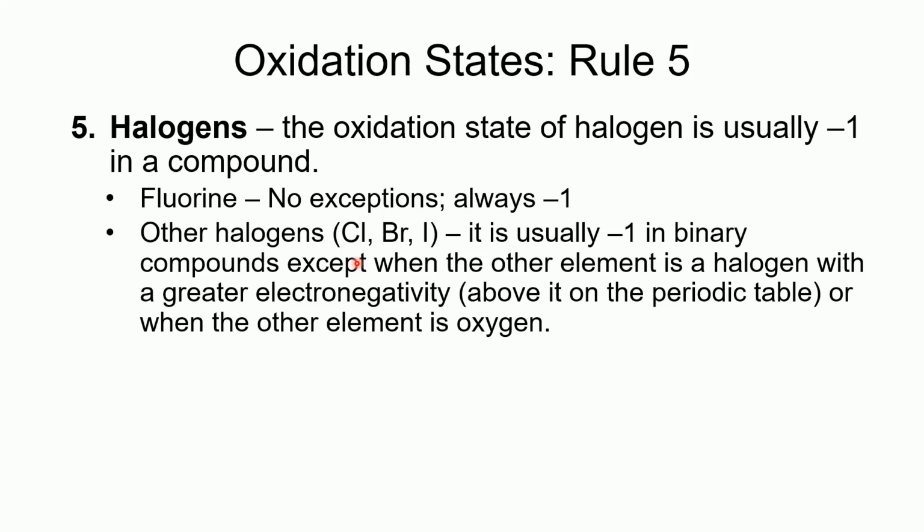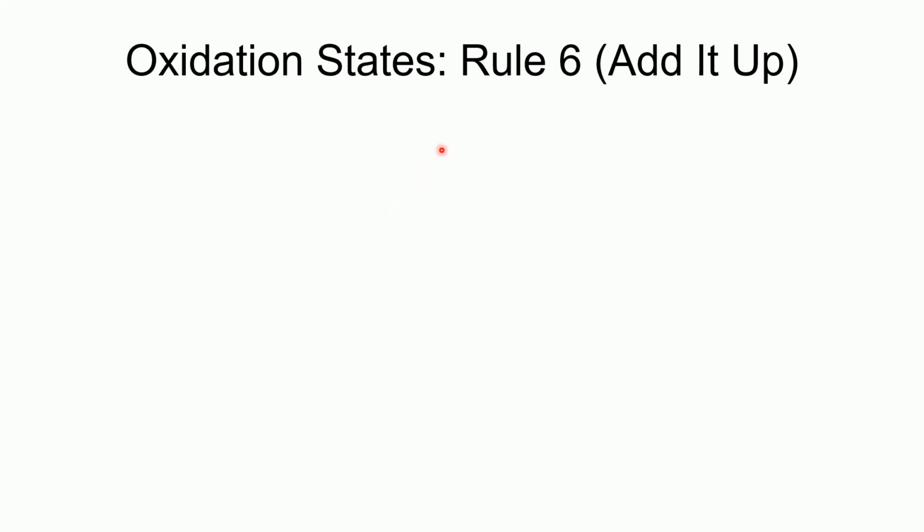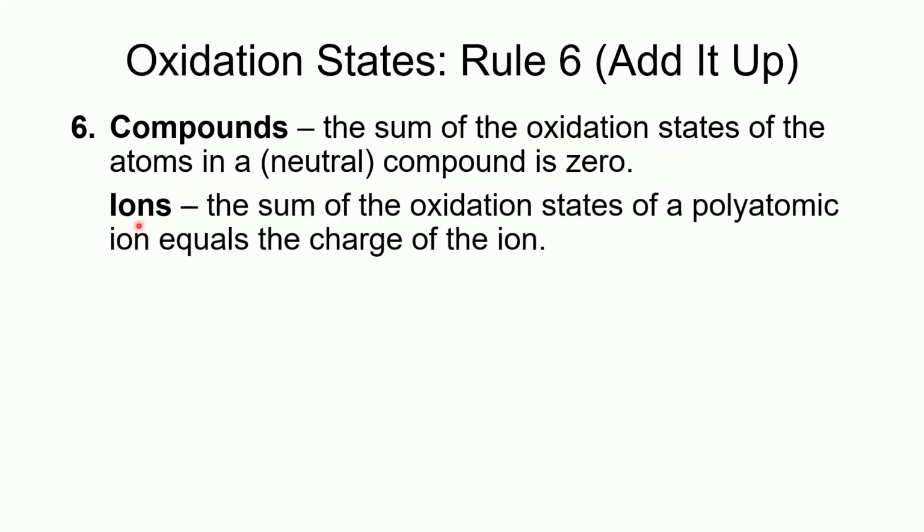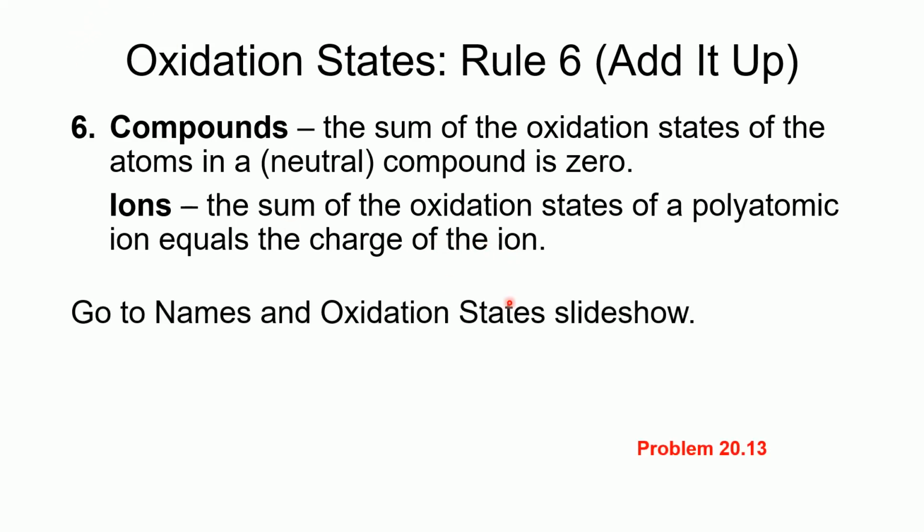The 6th rule, I call it add it up. Rule 6 is all about making sure that the sum of all the oxidation states comes out to the total charge. So if we've got a compound, the sum of all the oxidation states in a neutral compound comes out to 0. The sum of all the oxidation states in a polyatomic ion comes out to the charge on that polyatomic ion. All right, now, if you're really familiar with this and you know how to do this, you can jump on and go to number 13.